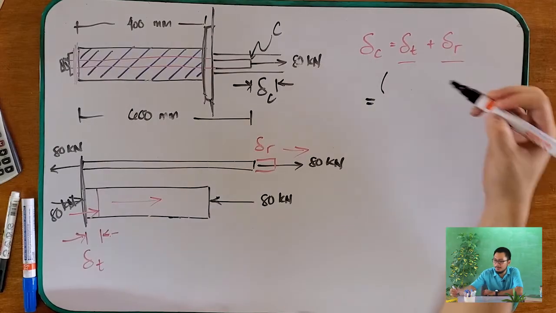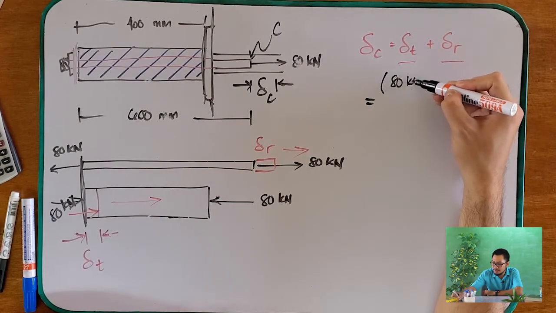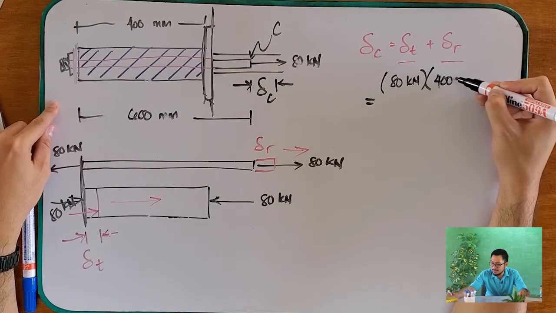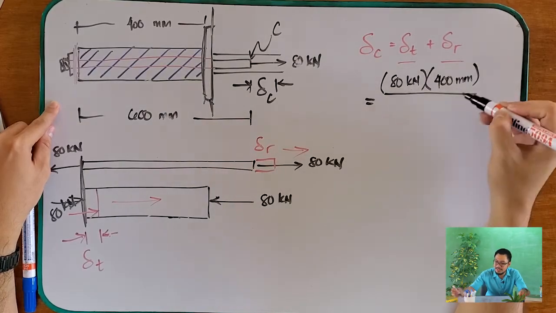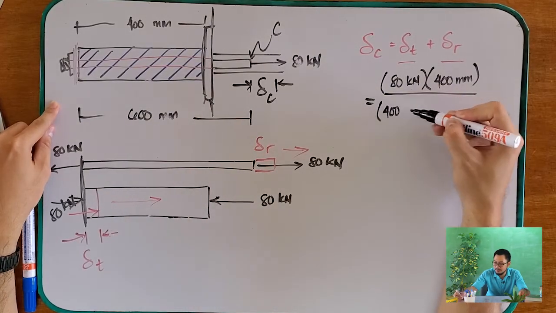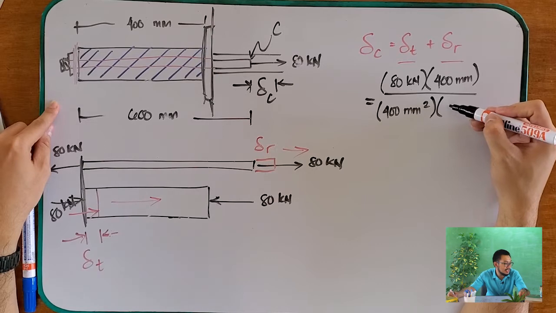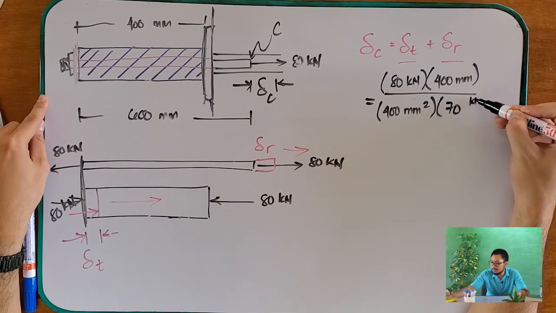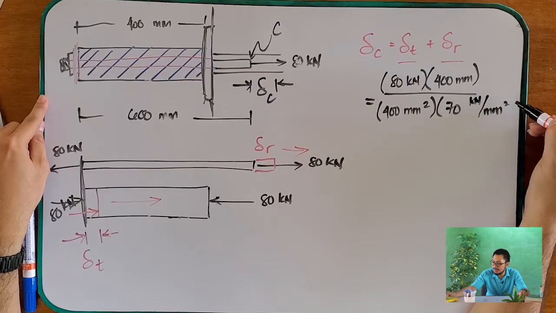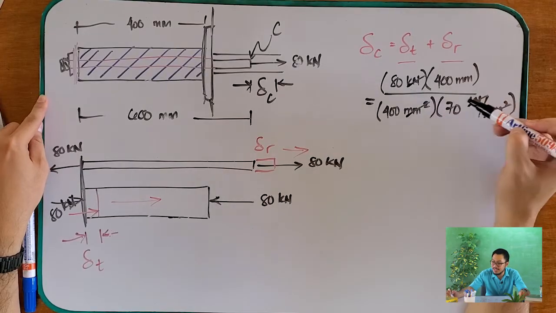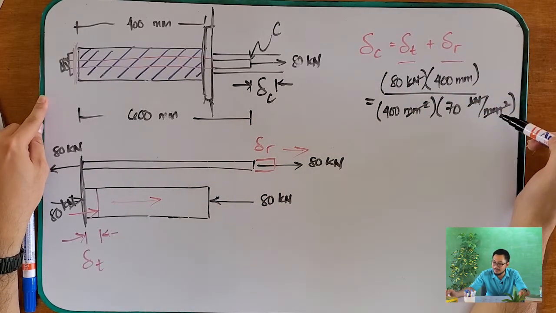Okay. So let's solve. What is the deformation of your tube? This is 80 kilonewtons times the length of your tube, which is 400 millimeters, over the area of your tube, which is given as 400 millimeters squared, times the modulus of elasticity of your tube, which is 70 kilonewtons per millimeter squared. This is cancelled, this is cancelled, this is cancelled, this is cancelled. So take note, I made the units the same: kilonewton, kilonewton, millimeter, millimeter, so that they cancel right away. And then millimeter remains.